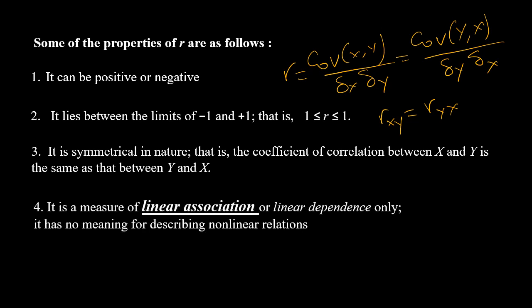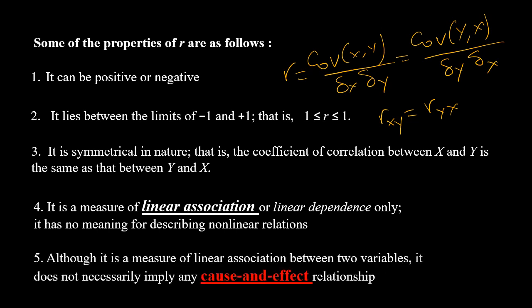The fourth property here is that r is a measure of linear association or linear dependence only. It has no meaning for describing nonlinear relations. The fifth and the last property here: although r is a measure of linear association between two variables, it does not necessarily imply any cause and effect relationship.